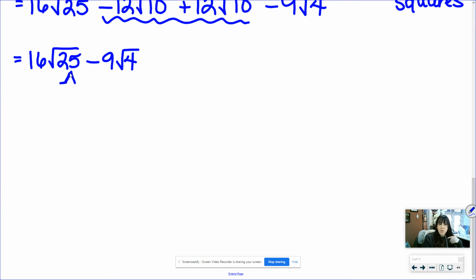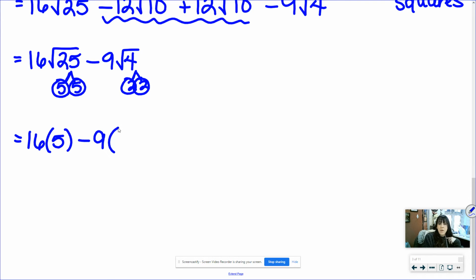Okay, next I need to break down my radicals and simplify as much as I can. Radical 25 is equal to 5, and radical 4 is equal to 2. So I'm going to end up with something that looks like this. Remember, if you have an outside number, that would have to multiply by whatever you take out of your radical. So 16 times 5, I believe, is, what, 80? And 9 times 2 is 18. So our answer here, I believe, would have to be 62. So actually, the radicals completely disappear in that question.